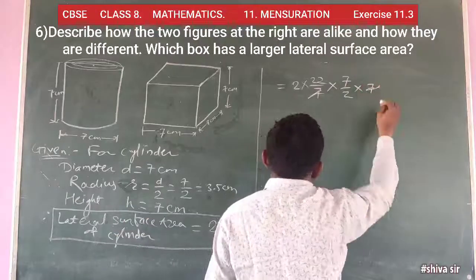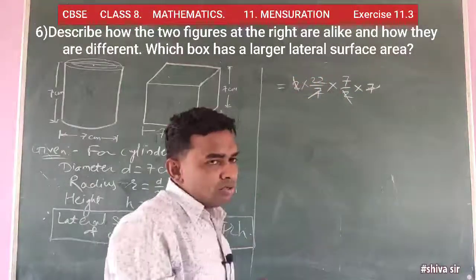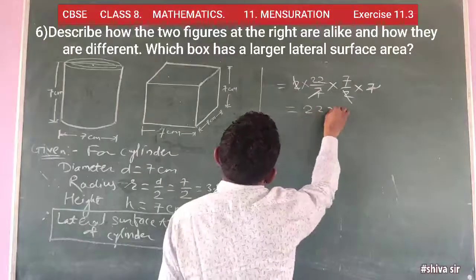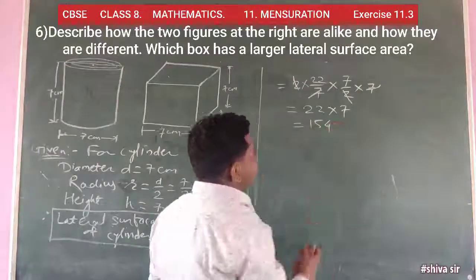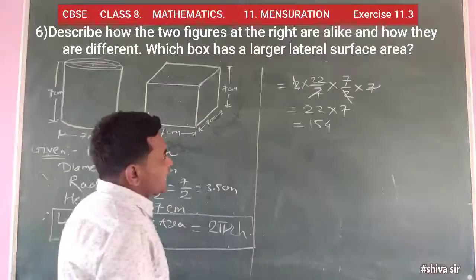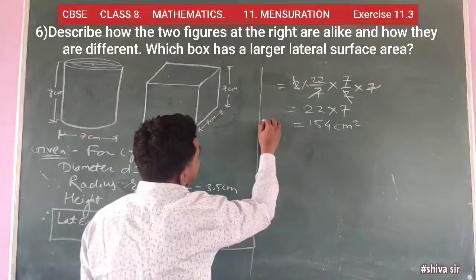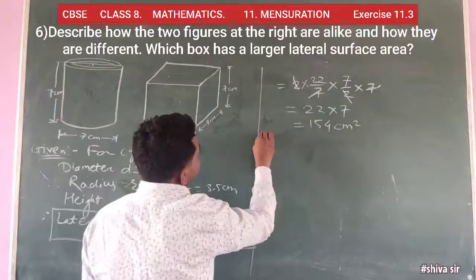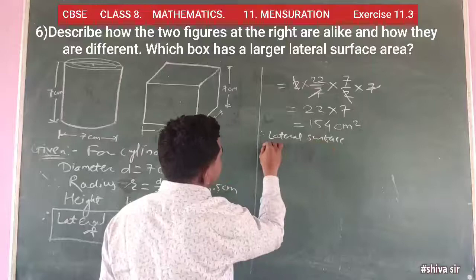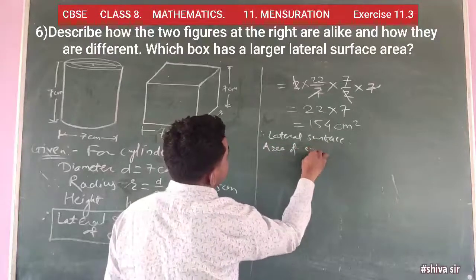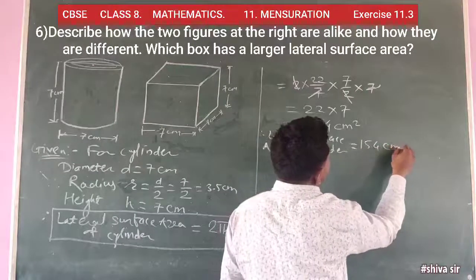So 7 gets cancelled, and this 2 and 2 are also cancelled. What is the remaining value? 22 into 7, that means 154. That is the lateral surface area, and its unit is centimeter square. So the lateral surface area of the cylinder is equal to 154 centimeter square.